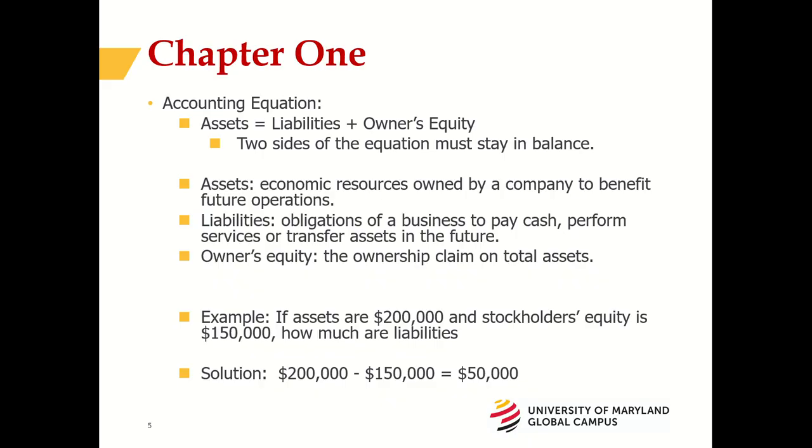One of the key things in accounting is the accounting equation, which means that assets equal liabilities plus owner's equity. The two sides of the equation must stay in balance. Assets are economic resources owned by a company for future benefit. Liabilities are obligations of a business to pay cash, perform services, or transfer assets in the future. Owner's equity is the owner's claim to the total assets.